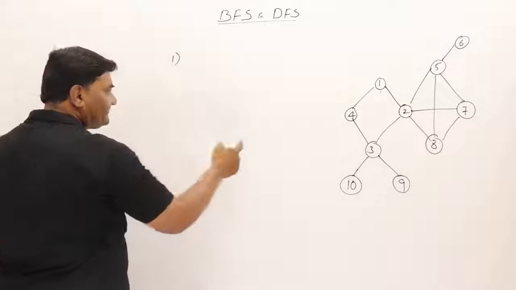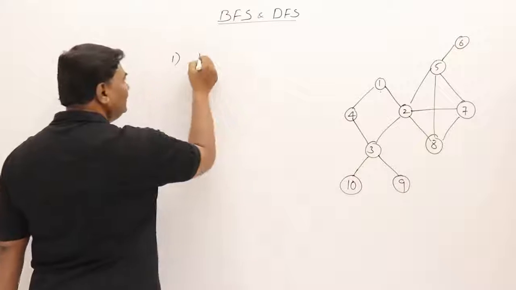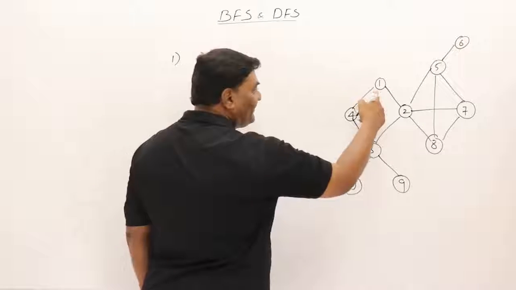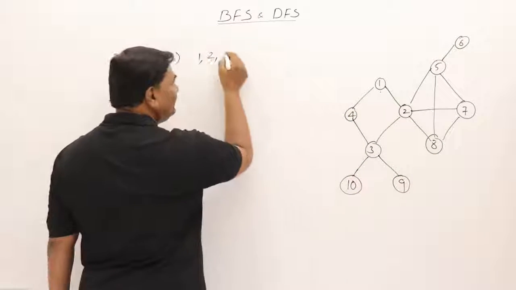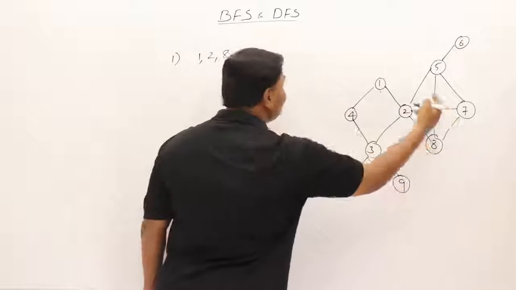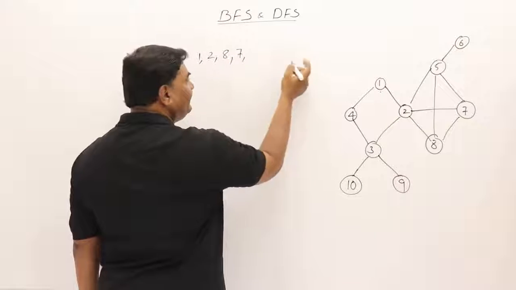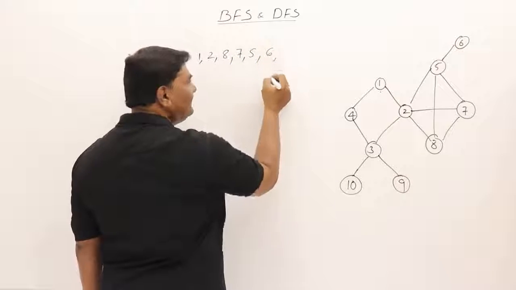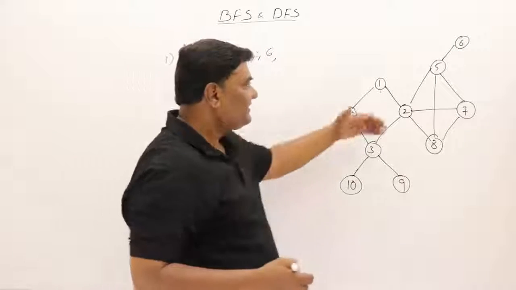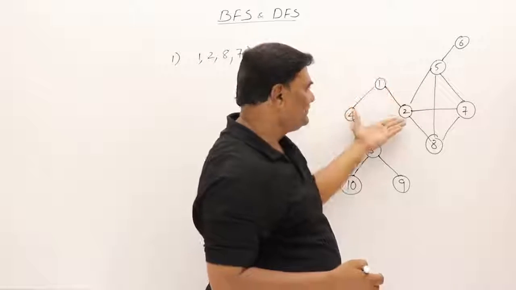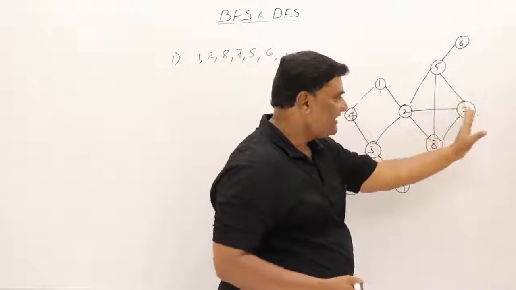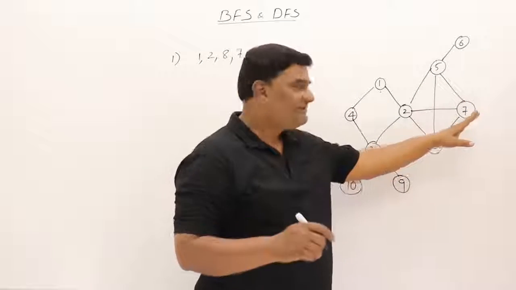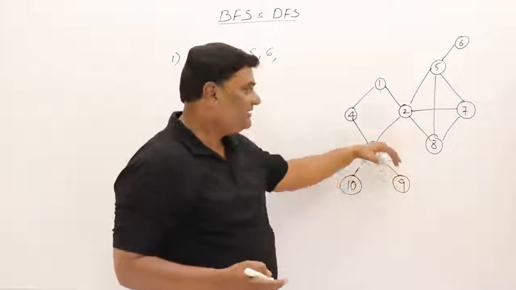I'll start from vertex 1. This is the first one. From 1 I'll go to 2. From 2 I'll go to 8. From 8 I will go to 7. From 7 I'll go to 5, then 6. From 6 I cannot go anywhere. Come back to 5. 2 is already completed, 7 also completed. So come back to 7. 7 is completely explored. Come back to 8. Nothing remaining. Come back to 2.